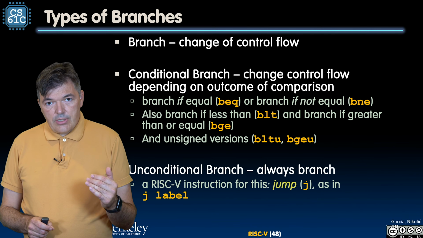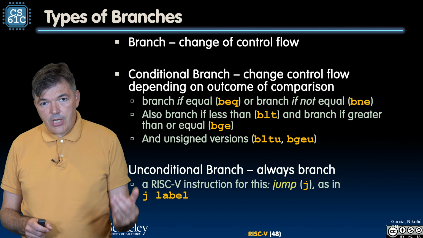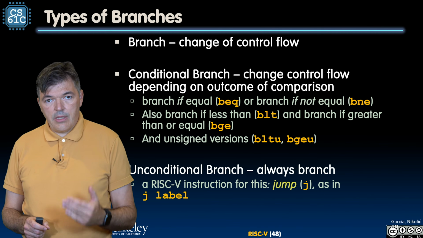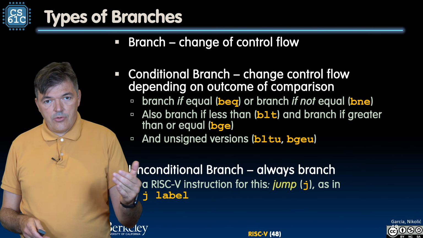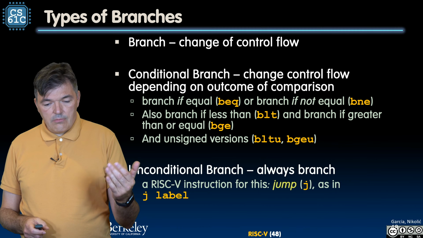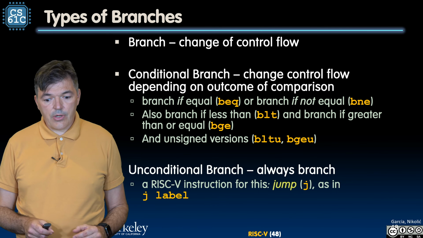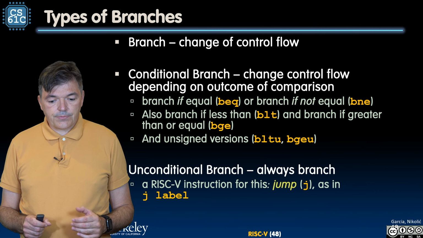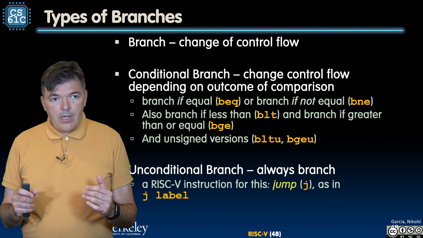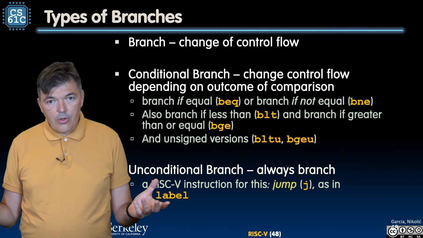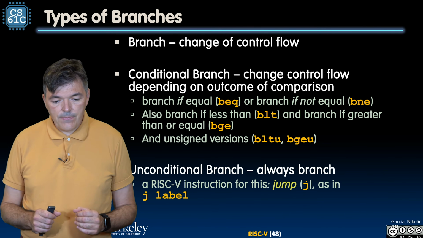There is an unconditional branch, which in RISC-V is a jump. It is just encoded as J and then a label. Whenever we run into that instruction, we basically jump to another location in a program. It's like a go-to. It is always executed. It corresponds to an always statement.